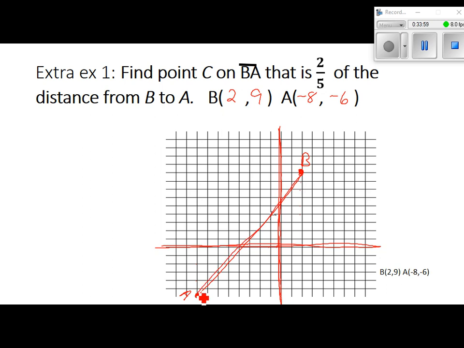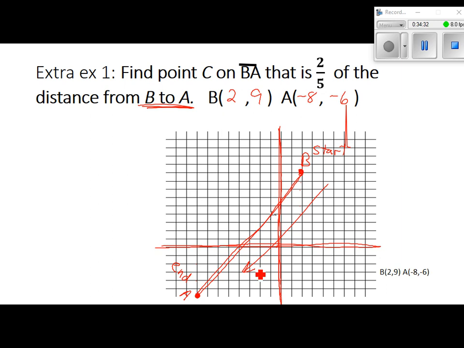What's different about this one? It's 2/5. That's true. What else? What's it tell us? From B to A. We're starting at B and going to A, so this is the starting point, and this is your ending point, so we're going that direction this time. Gotta know that first. Where are you starting, where are you ending up at?